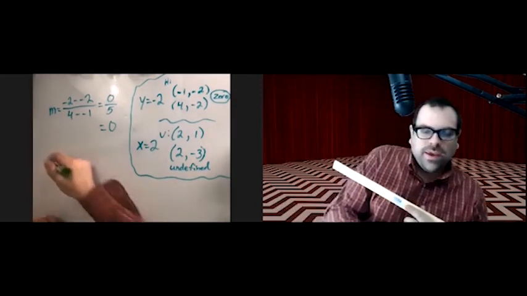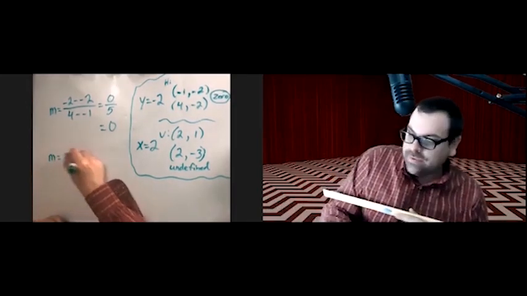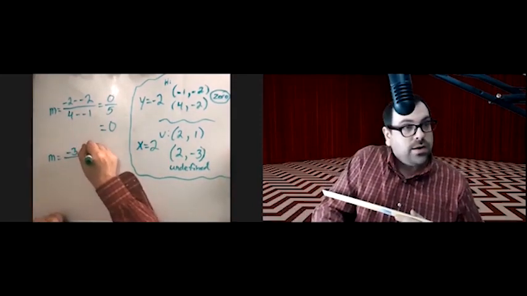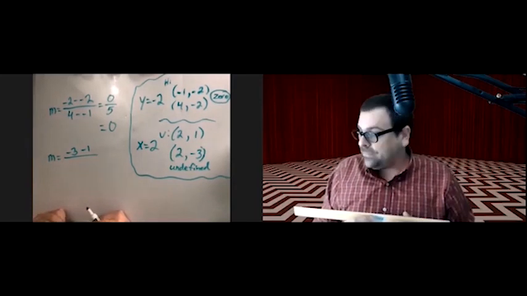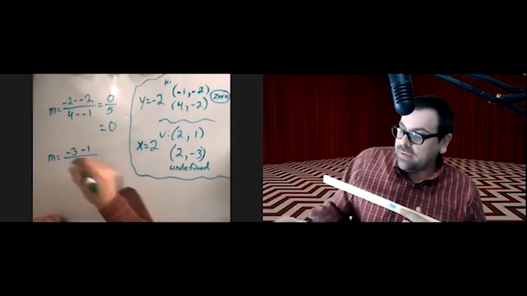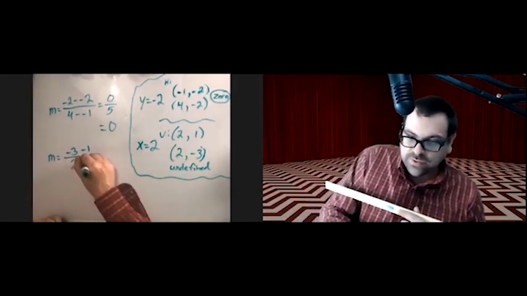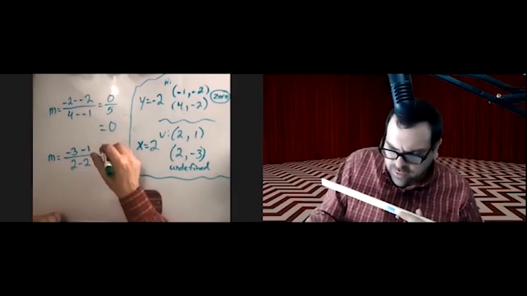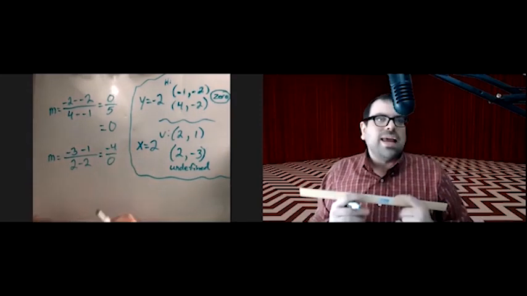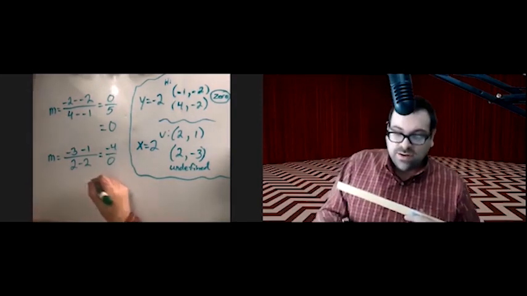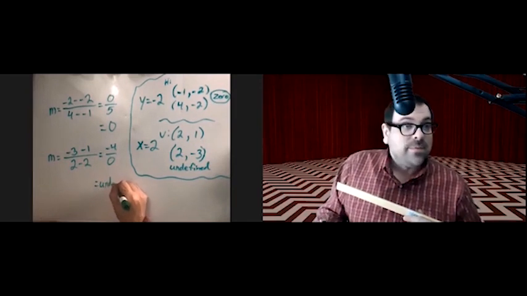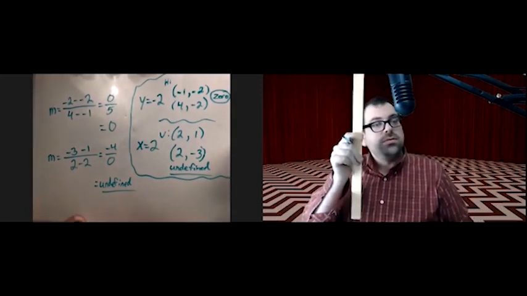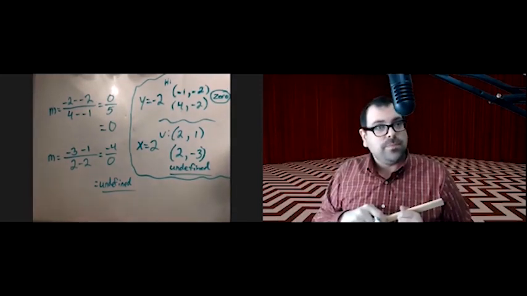If we do it on the vertical line, y2 minus y1, negative 3 minus 1. On the bottom, x2 minus x1, 2 minus 2. That's 0 on the bottom of a fraction, and it doesn't matter what's on top. We can't have 0 on the bottom of the fraction because it's undefined. And that's why we call straight up and down an undefined slope.